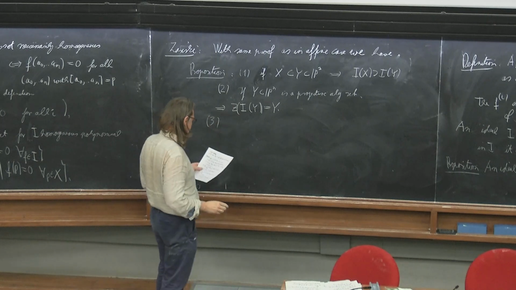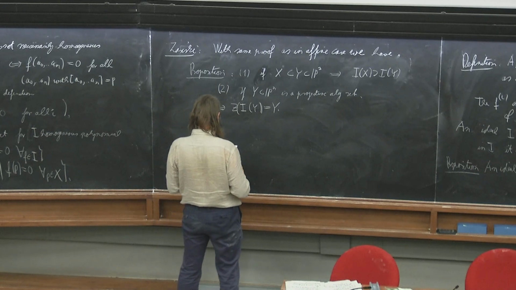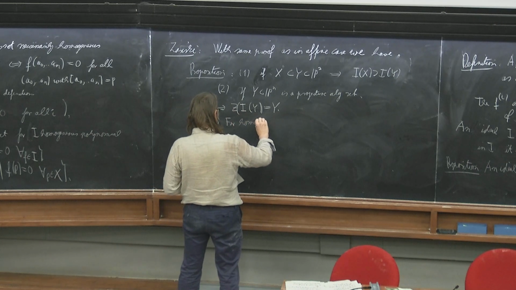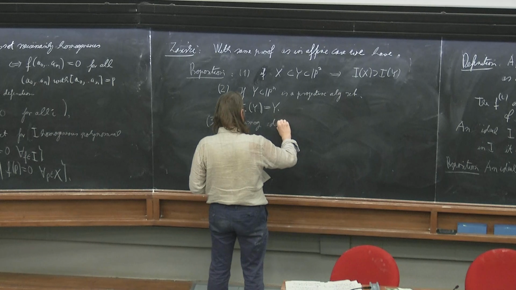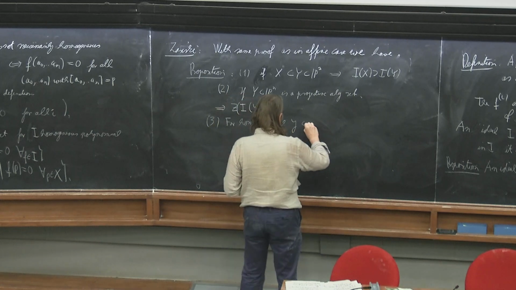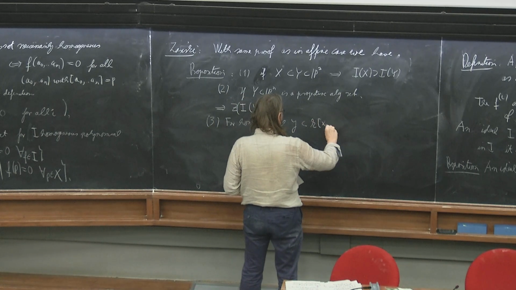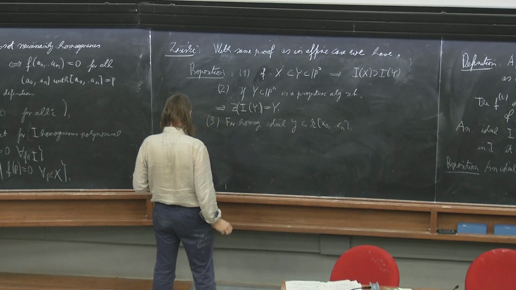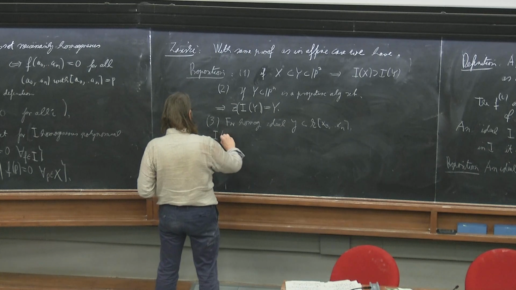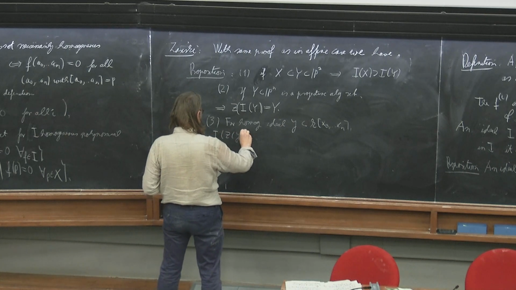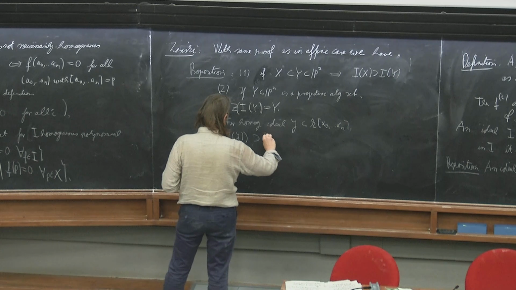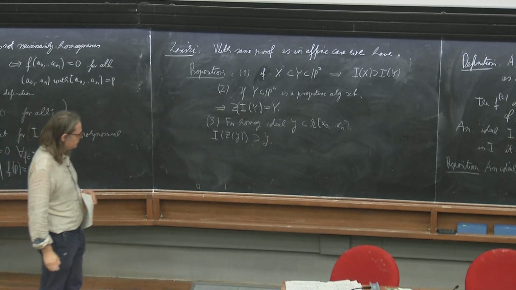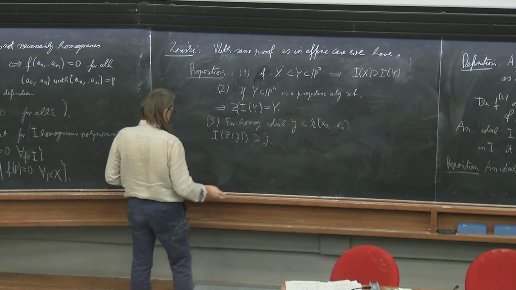Then as in the affine case, if we take a homogeneous ideal J in K[x0,...,xn], and we take the ideal of the zero set of J, then this will at least contain J. And this is also directly obvious from the definition as in the affine case.